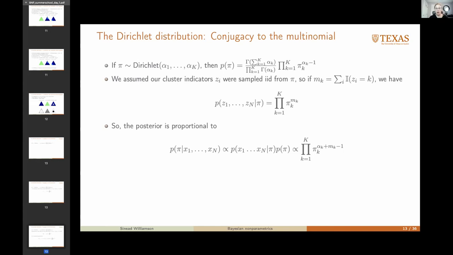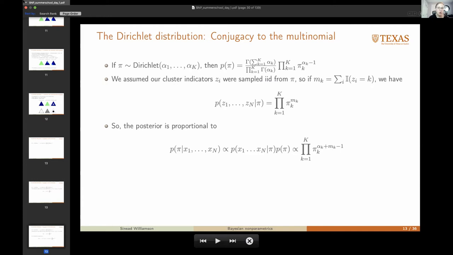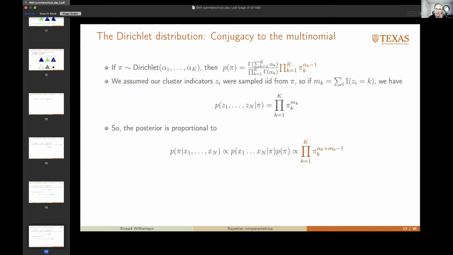Now, we want to look at the posterior distribution. Posterior is going to be proportional to our prior times our likelihood. Right? So I'm going to drop the normalizing constant in the Dirichlet and just directly multiply the Dirichlet prior and that multinomial likelihood. And we get something that looks pretty similar to what we started with. Right? So this posterior seems to be proportional to our original form, except instead of having alpha k minus 1, we've got alpha k plus the number of times we've seen component k, minus 1.